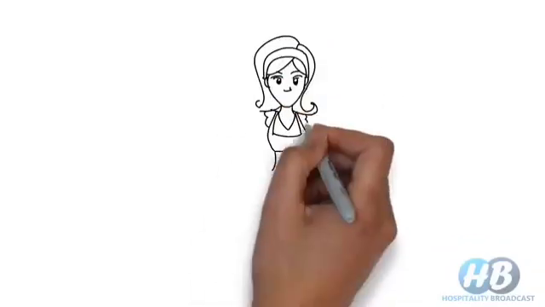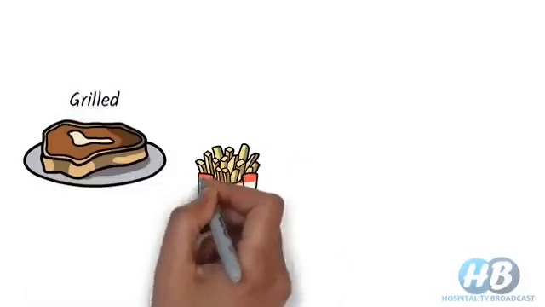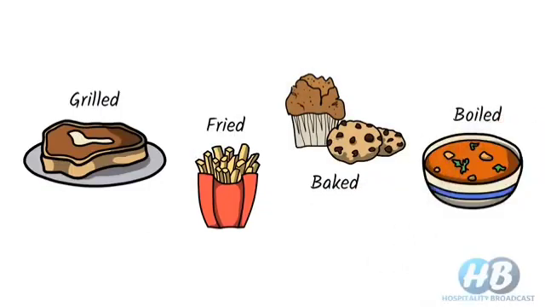For cooking, you can use various methods or techniques for preparing varied food dishes. For example, steak and hamburgers are best if grilled, French fries are fried, muffins and cookies are baked, and soup is boiled. So one needs to have a basic idea of which cooking method is right for which kind of food item. One cannot prepare cookies by boiling or frying.